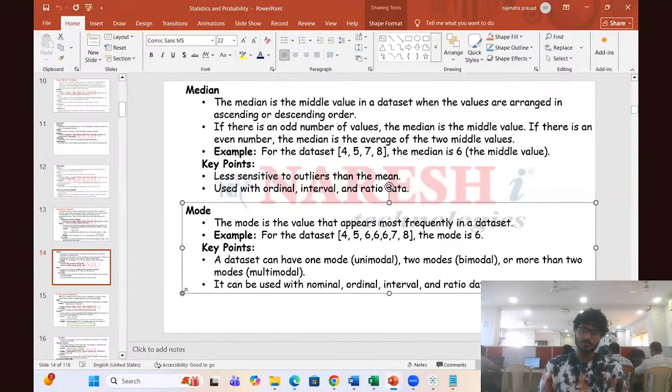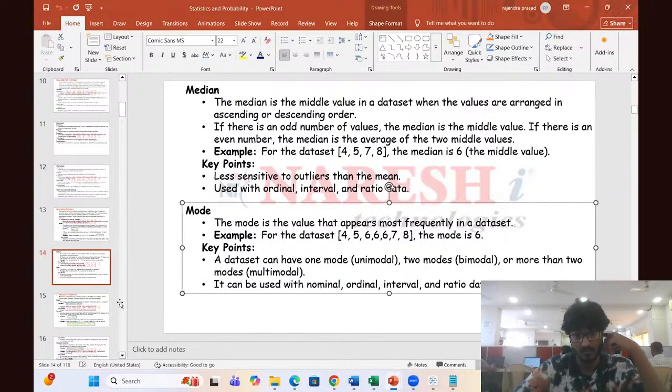Mode is nothing but the most frequent value. The mode is the value that appears most frequently in the data set. Mode can be calculated from numerical data, and it can also be calculated from categorical data. But in real time, in the majority of cases, we use mode when we want to see the most frequent category. Whenever you are observing the most frequent value from a categorical column, that is qualitative data, in that case we use mode.